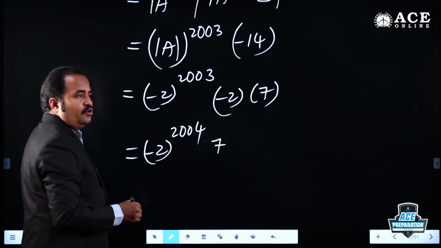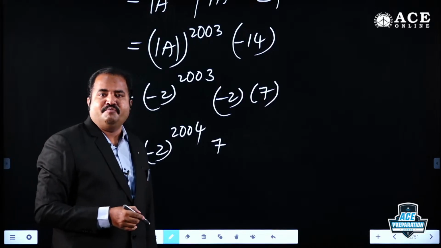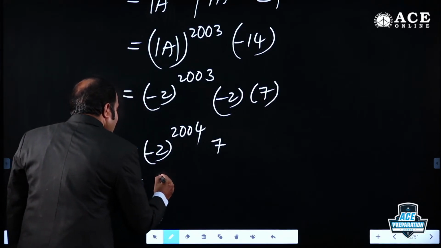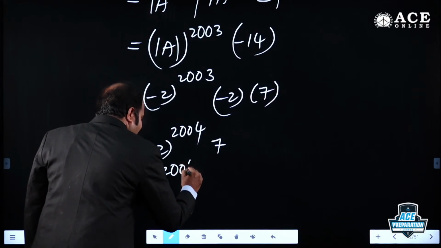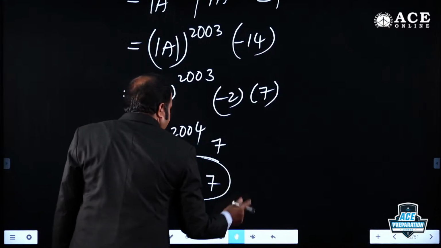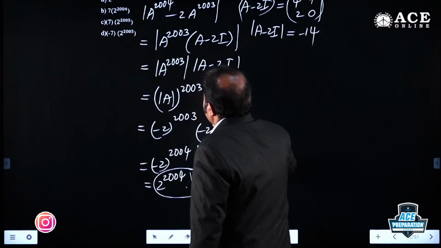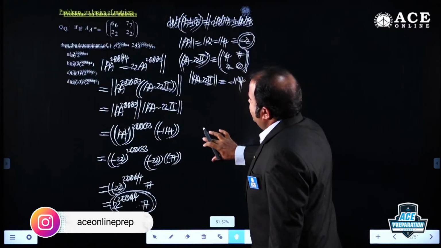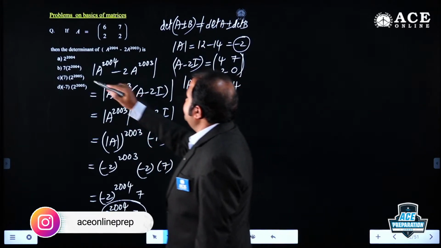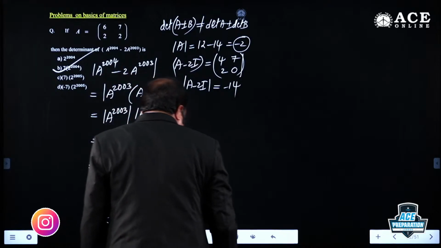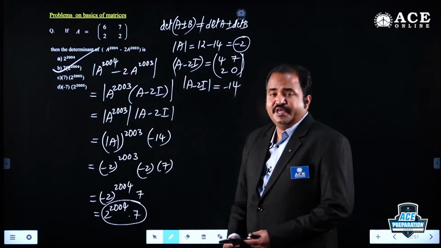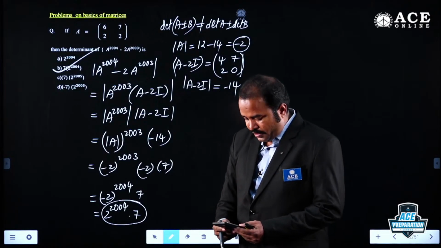So (minus 2) whole power 2004 means what? 2004 is an even number. So minus whole raised to an even number means positive only. So it is going to be 2 raised to 2004 into 7 only. This is the value. So which option? See the options, right? So option B is the correct answer. Yes, Nirisha, option B is the correct one. Okay, right.